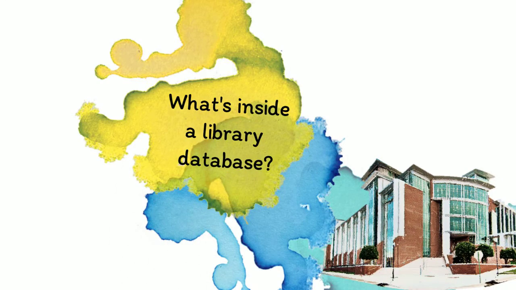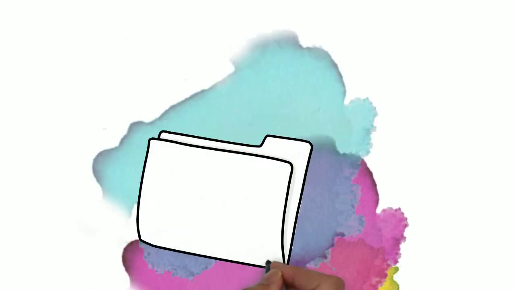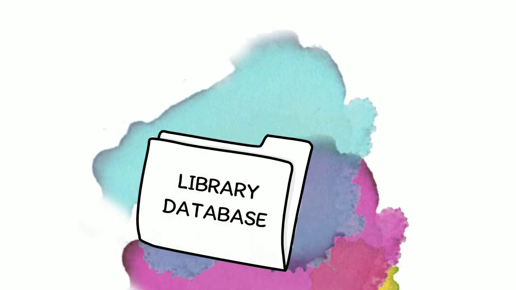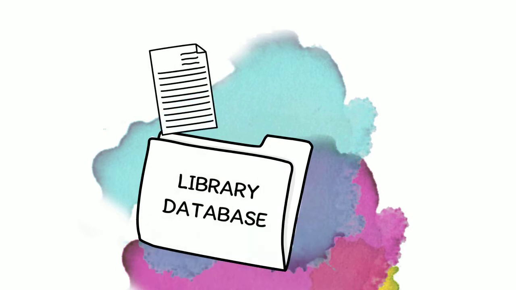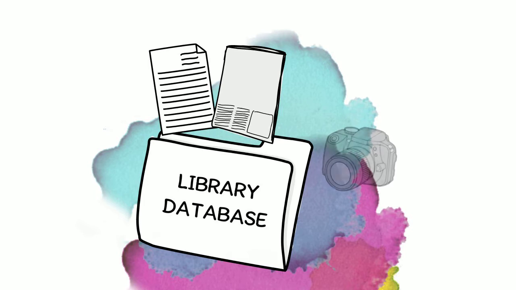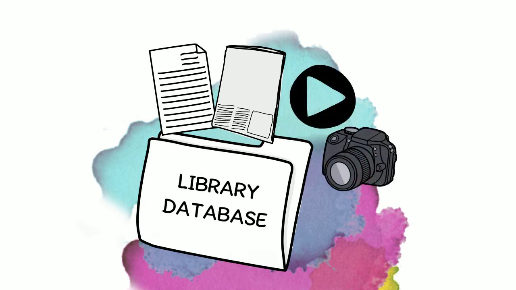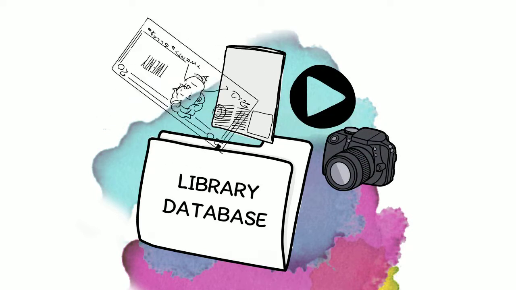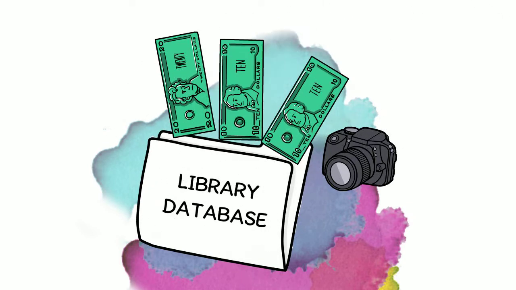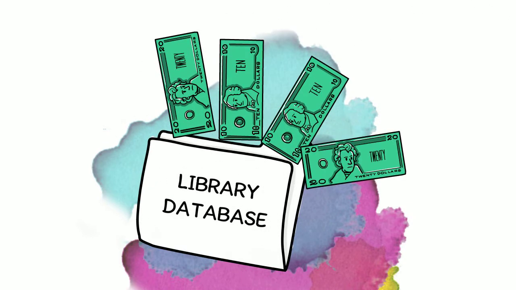What's inside a library database? The UTC library subscribes to hundreds of databases, and within them you'll see scholarly journals, newspapers, magazines, images, and even video in some cases. The library databases are subscription-based, which means the information often costs money. What you see in the library databases is often not available online for free.